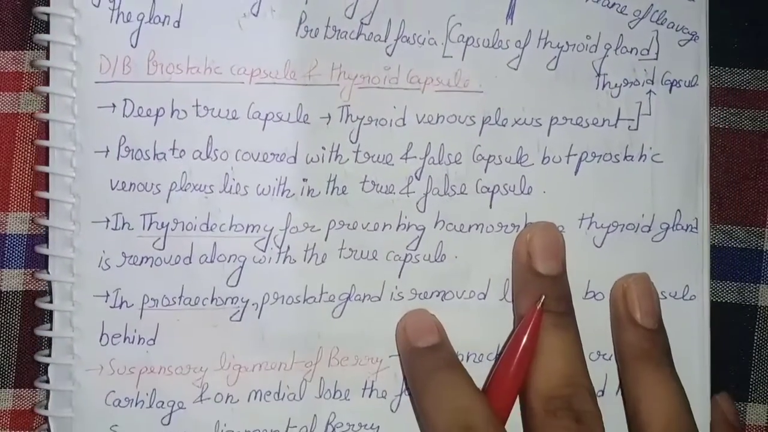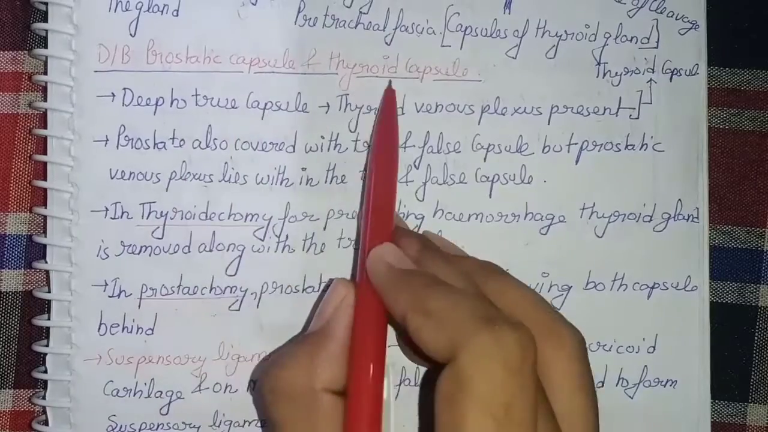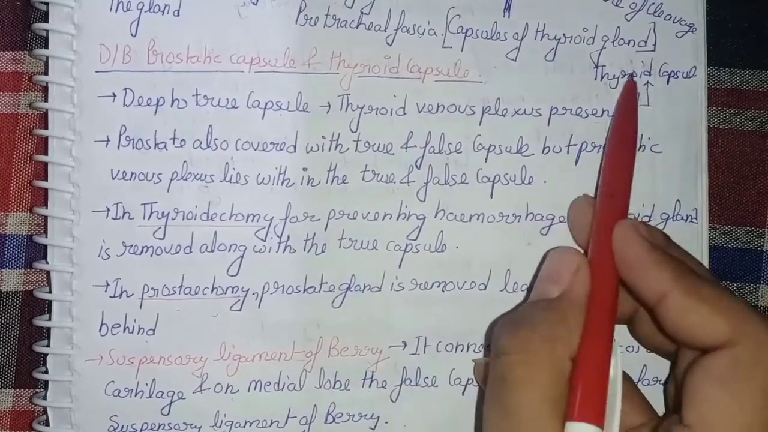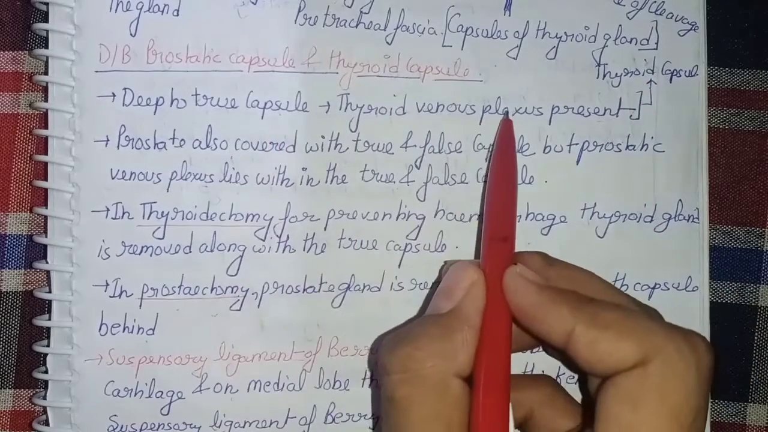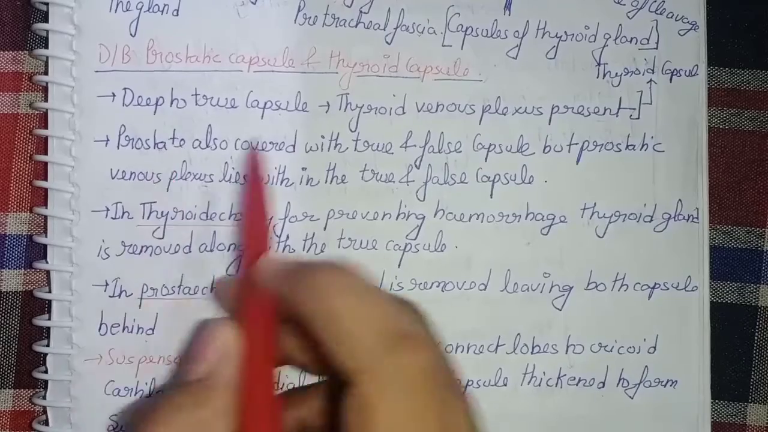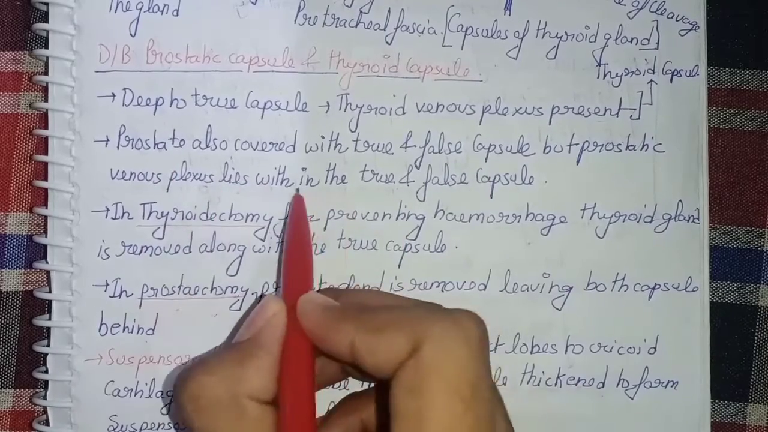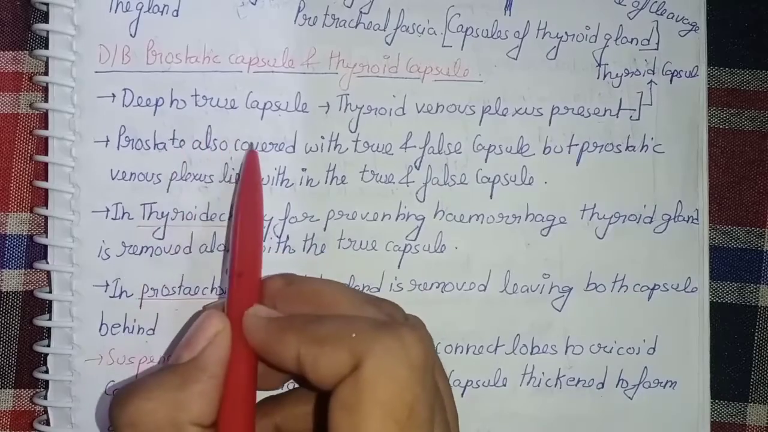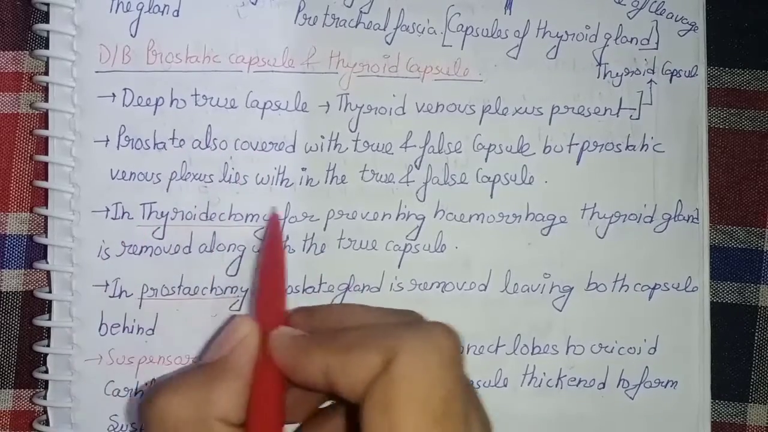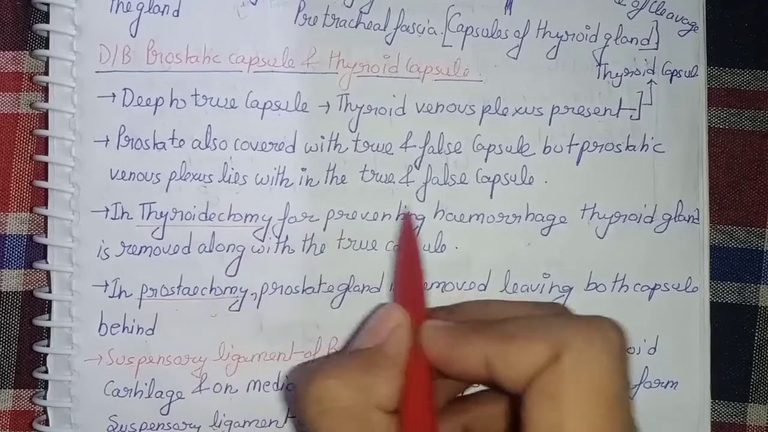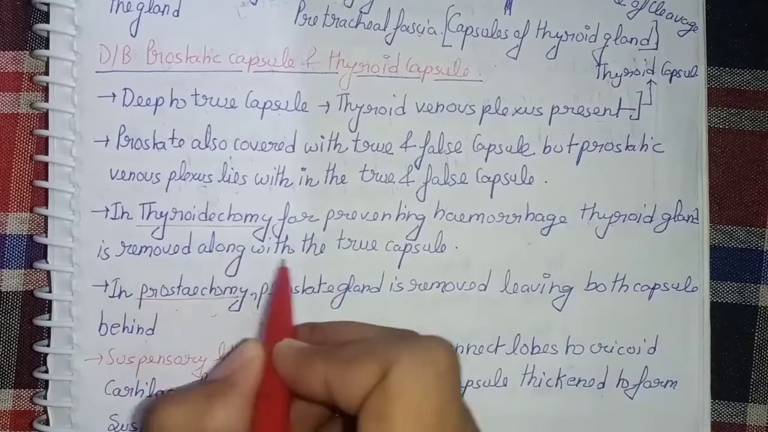Now coming to difference between the prostatic capsule and the thyroid capsule. Deep to true capsule, thyroid venous plexus is present in thyroid capsule. So in this, venous plexus is present deep to true capsule. But in case of prostate, the venous plexus lies between the true and false capsule. Hence, it is a difference between the prostate capsule and the thyroid capsule. In thyroidectomy, which is the surgical removal of thyroid gland, for preventing hemorrhage, thyroid gland is removed along with the true capsule.